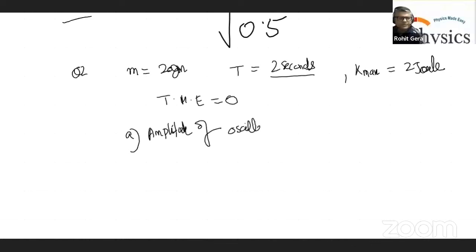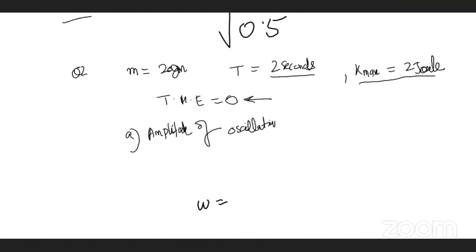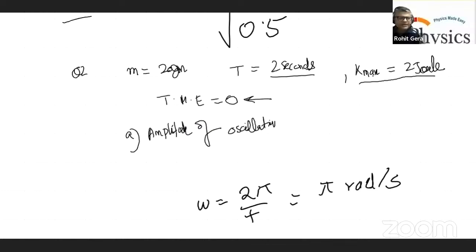Now this is worrisome, right? Total mechanical energy is 0, but K max is 2 joules. Omega is 2π/T, which is π radian per second. That is fine, but the total mechanical energy is 0.